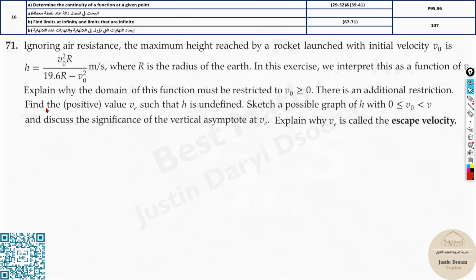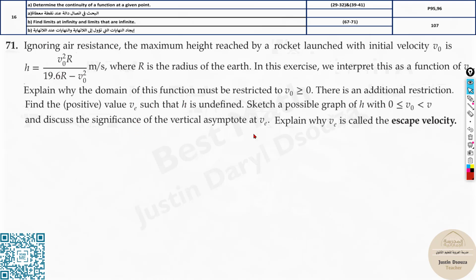There is an additional restriction. Find the positive value of VE such that H is undefined. So we are to find when H is undefined. Sketch the possible graph of H for V0 less than VE but greater than 0, and discuss the significance of the vertical asymptote at VE, that is VE is the escape velocity.